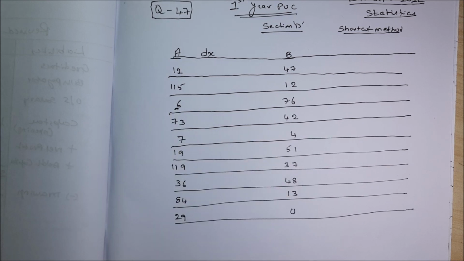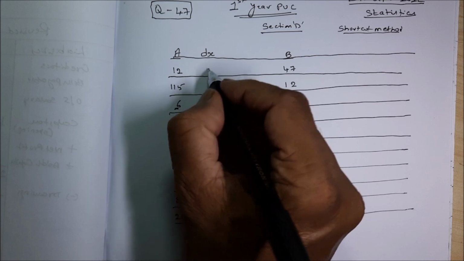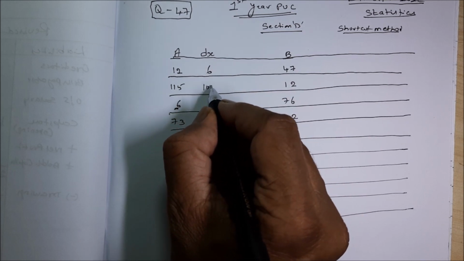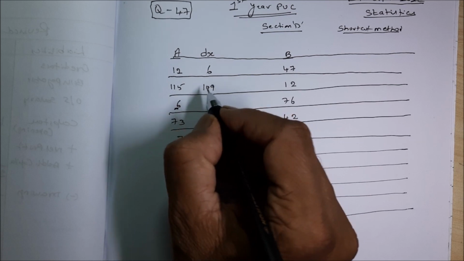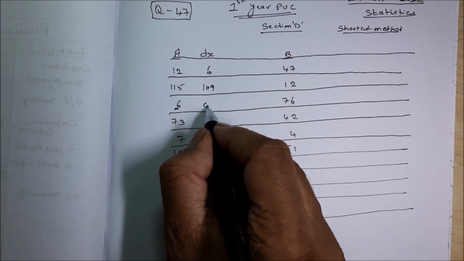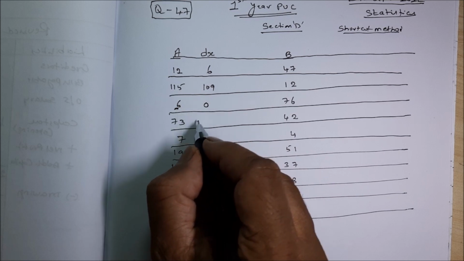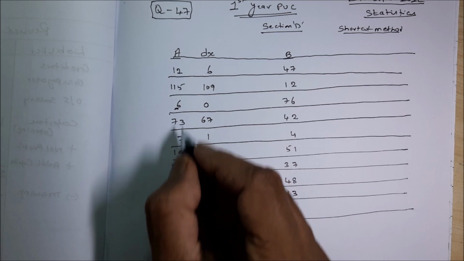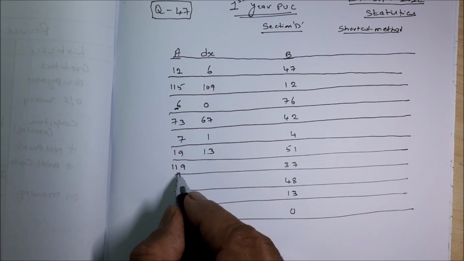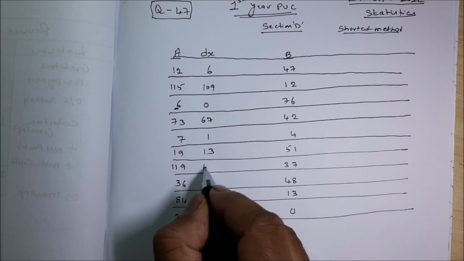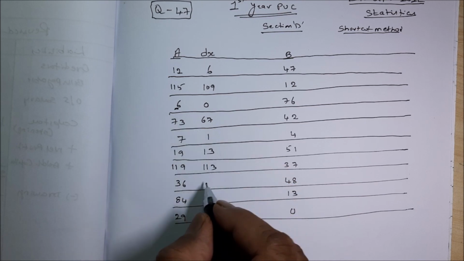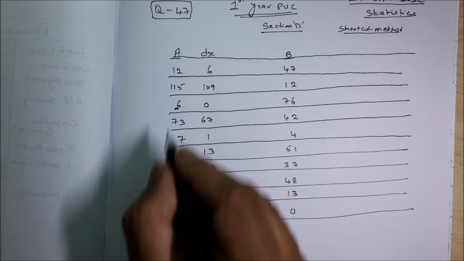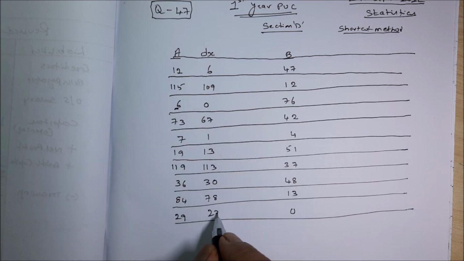So when you take 6 as assumed mean, 12 minus 6 is 6. 115 minus 6 is 109. Then 6 minus 6 is 0. 73 minus 6 is 67. Then 7 minus 6 is 1. 19 minus 6 is 13. Then 119 minus 6 is 113. 36 minus 6 is 30. 84 minus 6 is 78. 29 minus 6 is 23.